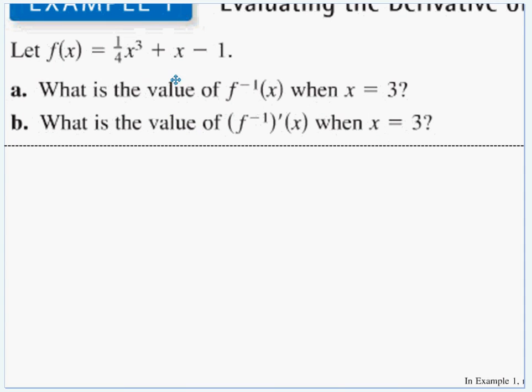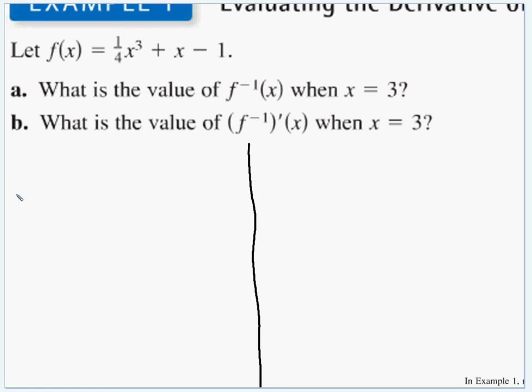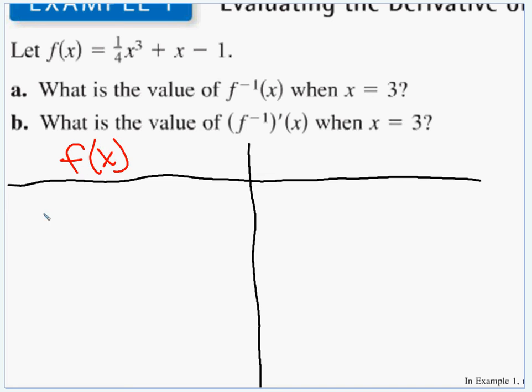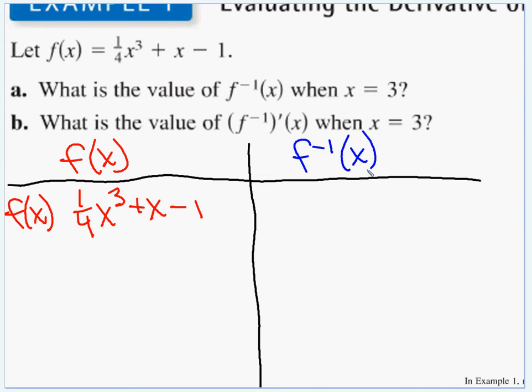Well, if we try to start solving this to turn it into an inverse, we're going to get stuck because of the cube and the first power. But let me do it this way. I'm going to split my screen here. On the left, we're going to talk about f of x. I'm just going to write it in here now. f of x is 1/4 x cubed plus x minus 1. Over on the other side, I'll even switch to blue ink. This is going to be f inverse of x, and we do not know what that function looks like at all.